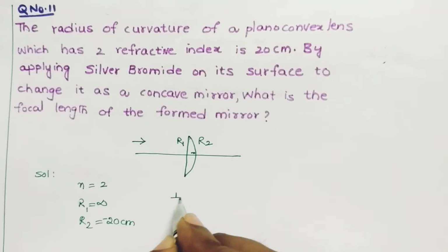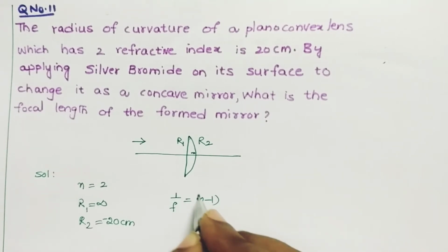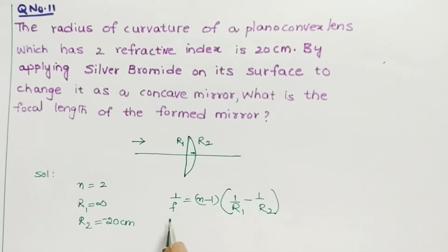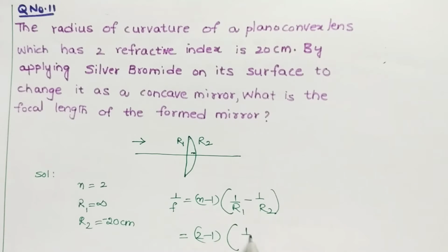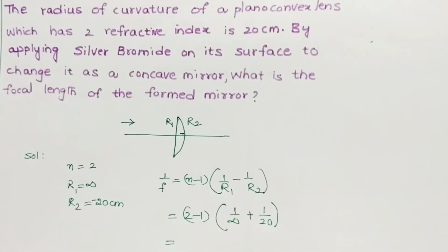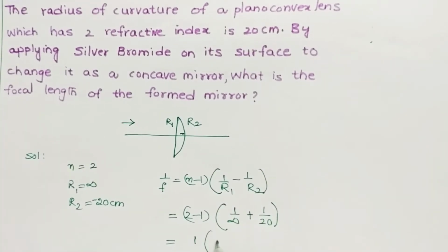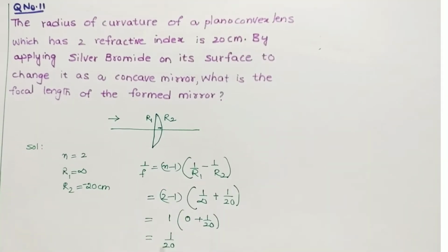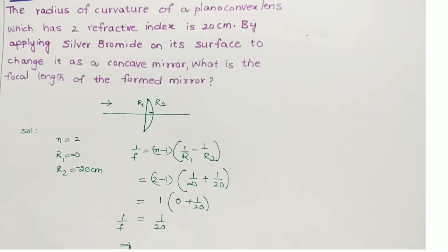We have the lens maker formula: 1 by f is equal to n minus 1 into 1 by r1 minus 1 by r2. So 1 by f is equal to 2 minus 1 into 1 by infinity minus 1 by r2, which is 1 by 20. Since r2 is negative, we take it as plus. So it is 1 into 0 plus 1 by 20, equal to 1 by 20. So 1 by f is equal to 1 by 20, and f is equal to 20 centimeters.